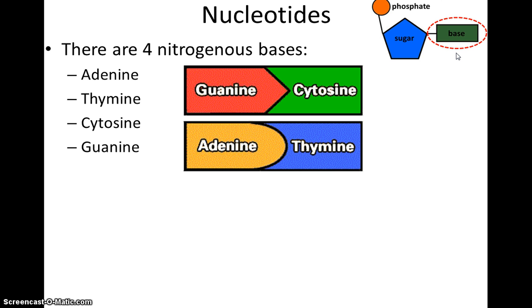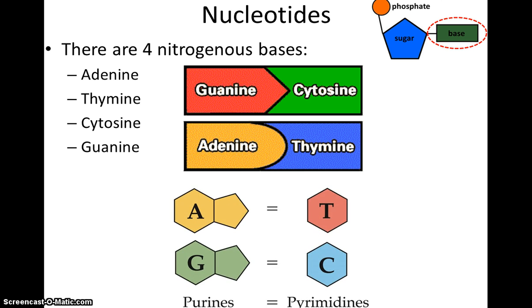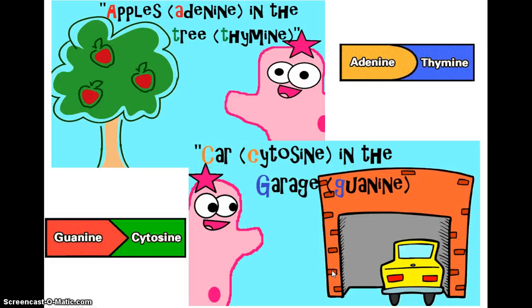All right. What else is important about these bases is that certain ones pair together. So C and G always go together, and A and T always go together. You don't really need to understand how this plays into the structure of DNA yet. You just need to memorize that C and G always go together and A and T always go together. Okay? A and T, C and G, they always bind together. All right? This is a way you can remember this. You can remember apples in the tree, A and T go together. Car in the garage, C and G go together. So apples in the tree, A and T go together. Car in the garage, C and G go together.